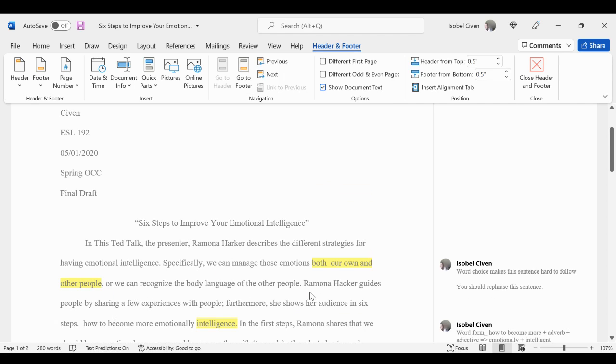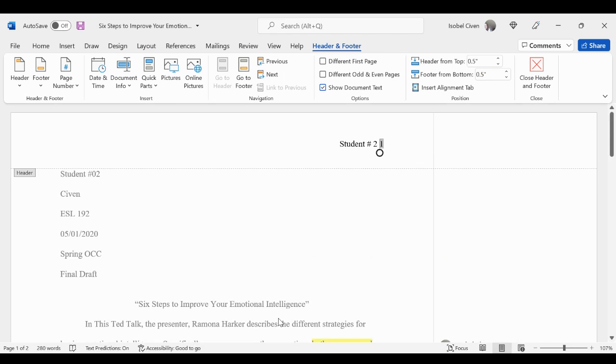And then the student uses the author's first and last name and uses a verb to show that he is Raman Harker. He is telling us what is happening, okay, using the verb guides. So the student is telling us what is happening in the video and using verbs like Raymond Hacker guides people by sharing a few experiences with people. And also, she shows her audience. So these verbs like shows and guides help you, the reader, understand what is happening in this video, or what happened, excuse me.